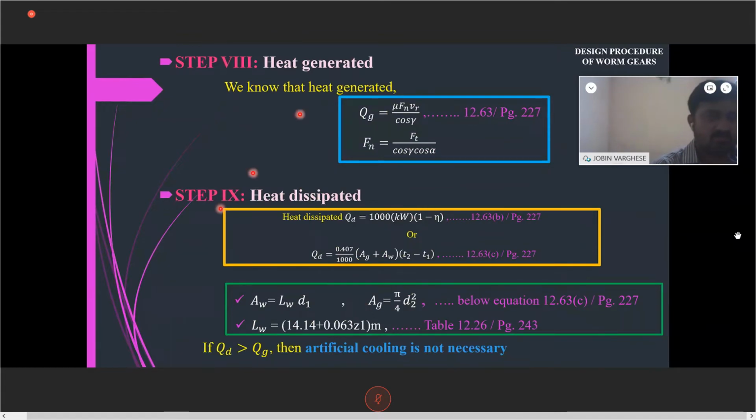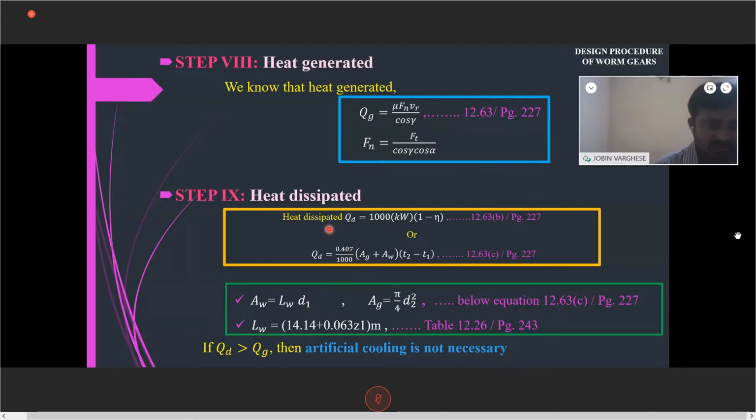And then finally comes the heat generation. As there is rubbing between the worm and the worm gear, heat is generated, and this heat should be dissipated, or else the metal gets highly heated and finally failure occurs because of this. So this is the equation we can use, and Fn is equal to Ft by cos alpha, cos gamma, cos alpha. This derivation I haven't seen in the data book, except in Mahadevan. I hope this equation is understood and learned for calculating heat generation.